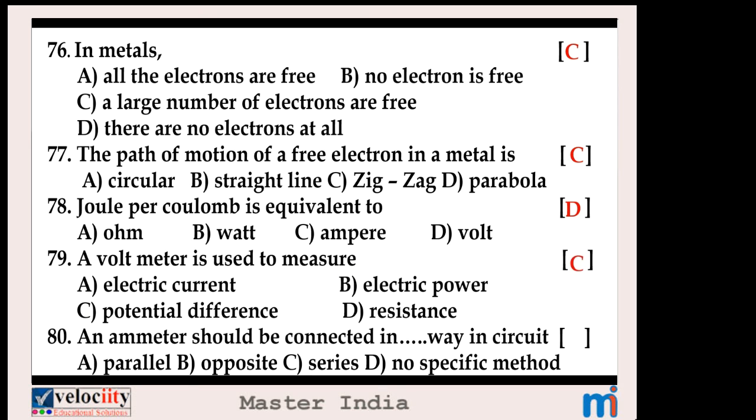80. An ammeter should be connected in dash way in circuit. A. Parallel, B. Opposite, C. Series, D. No specific method. Answer is C. Series.